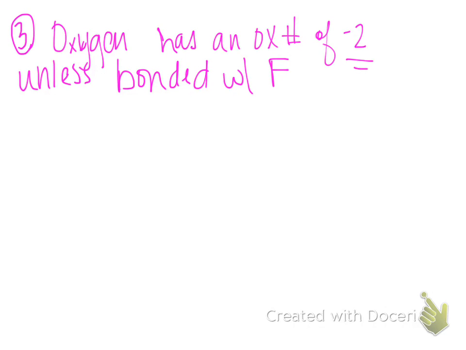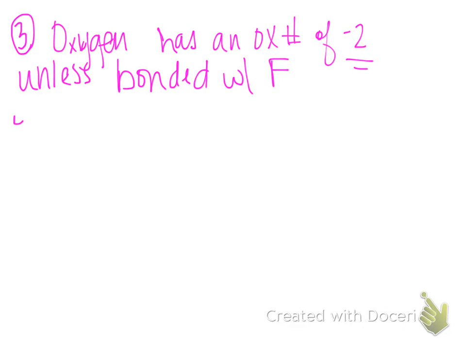Okay. So unless it's bonded with fluorine, it has an oxidation number of -2. So oxygen is really close to fluorine. That means it's probably got a pretty high electronegativity as well, so it's going to get to keep its charge most of the time. Okay, unless it's bonded with fluorine, which doesn't happen all that often, but okay.